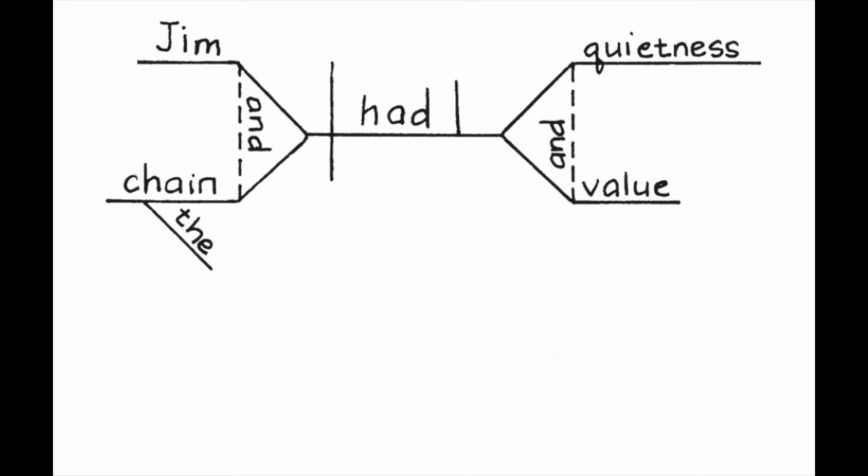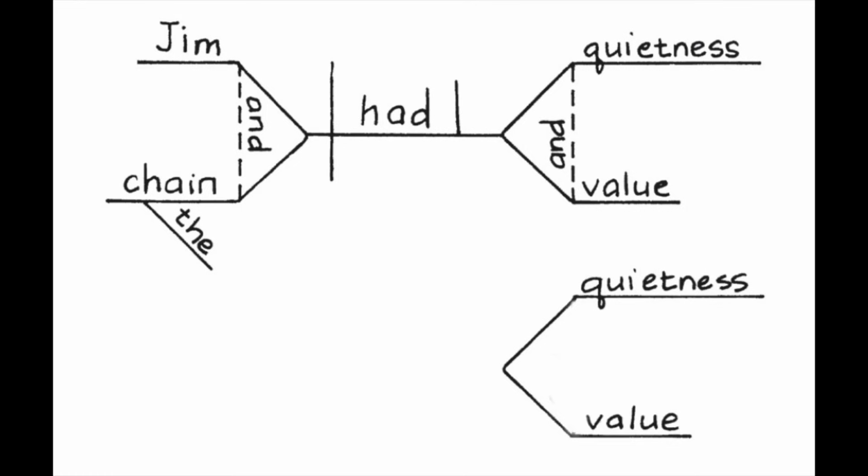In this sentence, we have a phrase, quietness and value. We just draw a bracket echoing the original direct objects, quietness and value, and we put it under the independent clause all by itself.